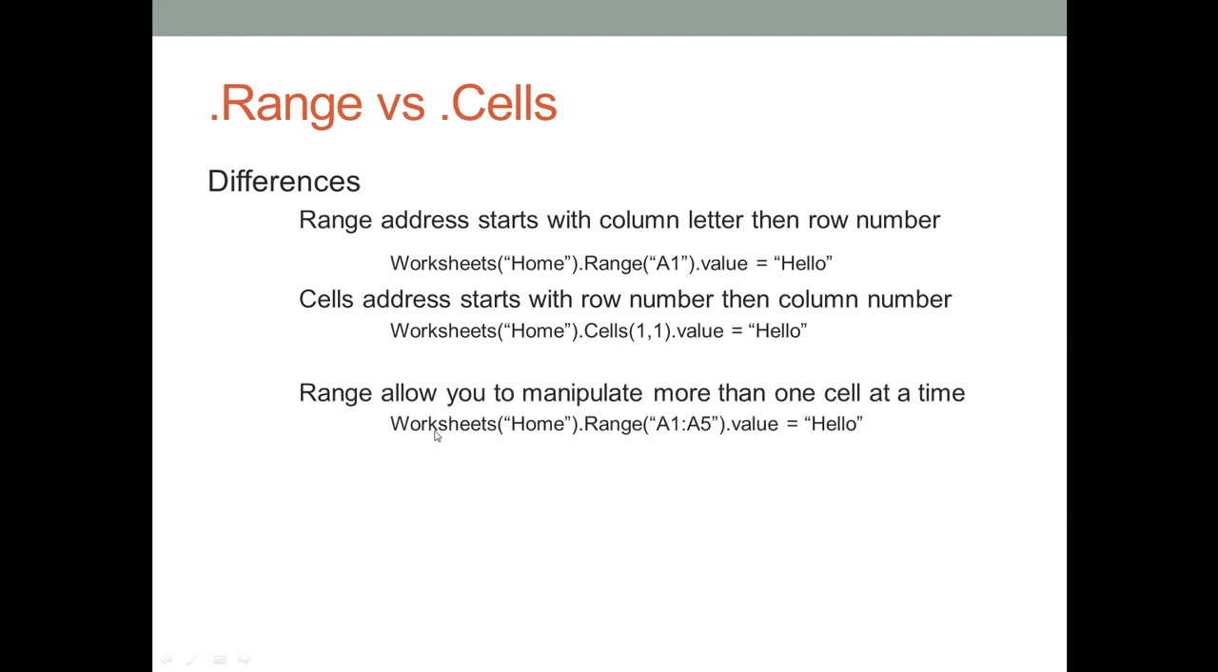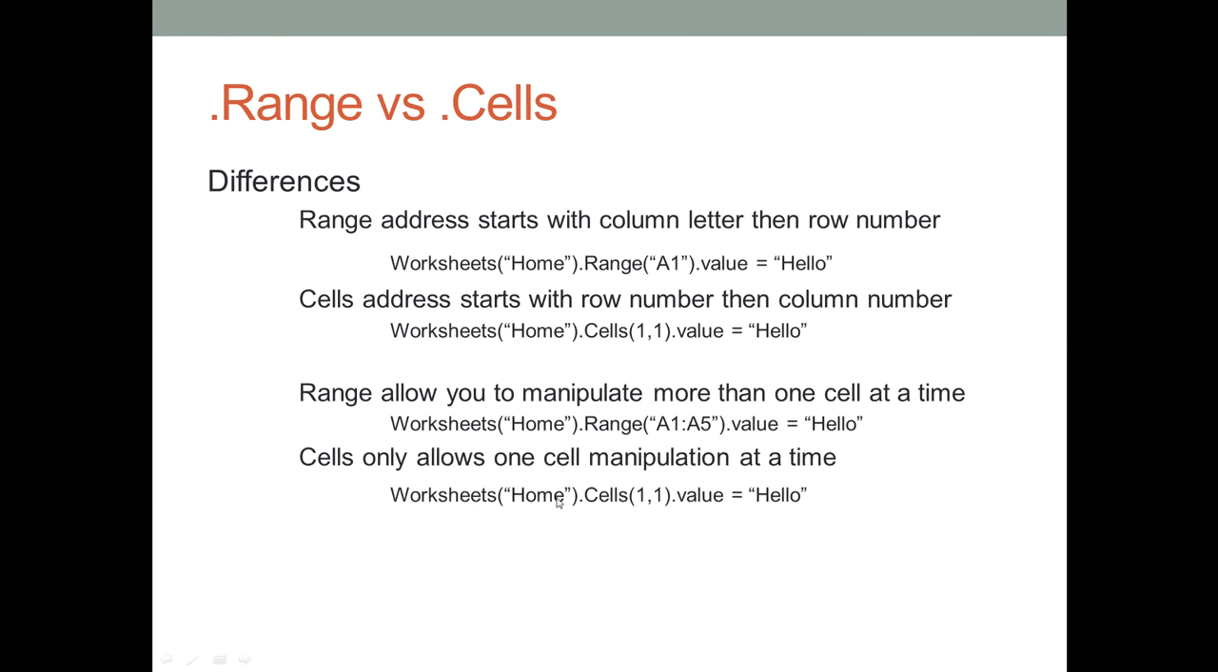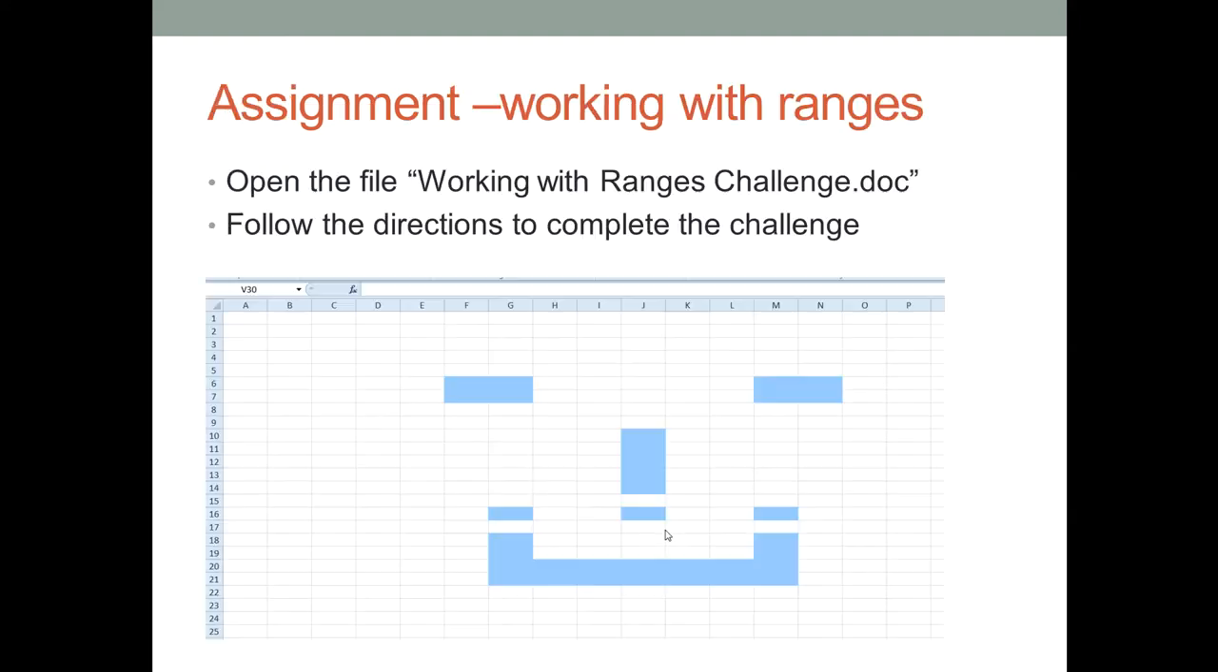The second difference is that range allows you to manipulate more than one cell at a time. Here you can see that with the range call, we're going to manipulate cells A1 through A5, a group of cells. Whereas when we're using the cells call, we can only manipulate one cell at a time. Here you can see we're only going to manipulate this one cell.